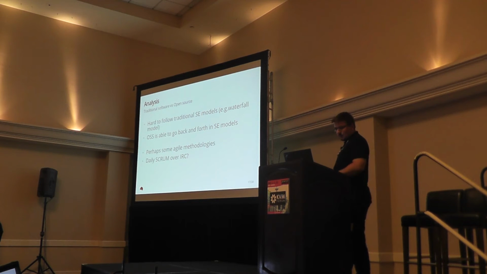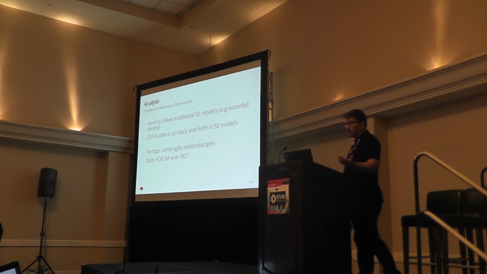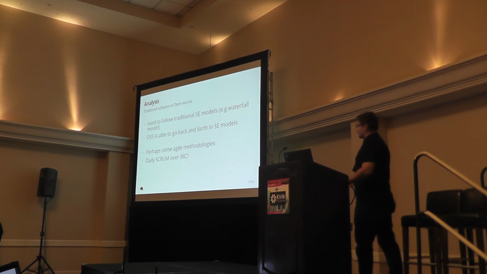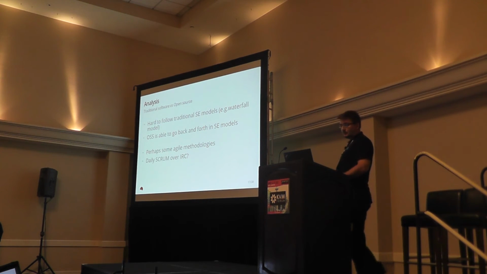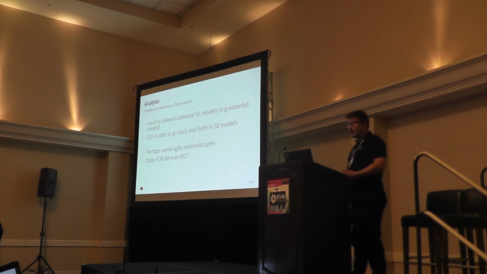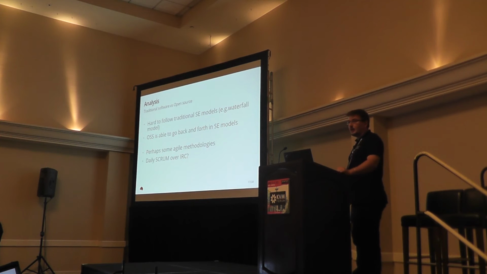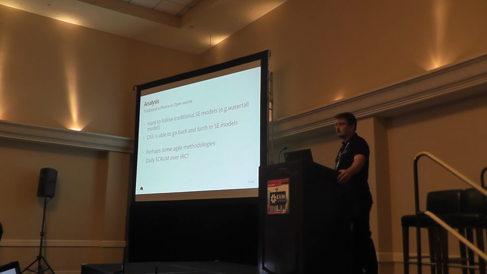So, okay, maybe some agile methodologies. After all, open source software and agile methodologies share many similarities. For instance, they both have incremental cycles. They are both cooperative. Customers and developers work closely together. And they are both adaptive to last-moment changes.